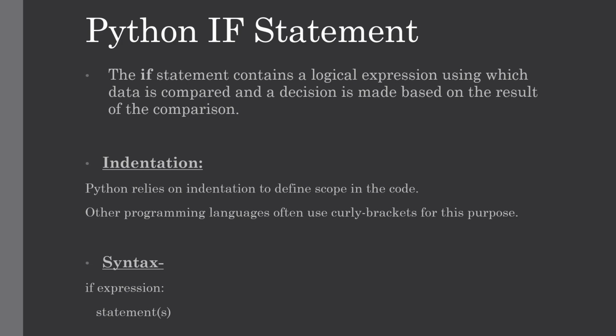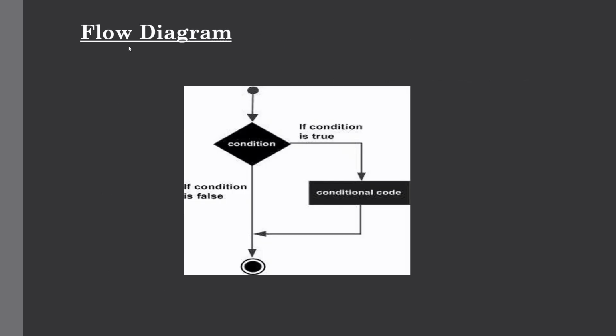Python relies on indentation, which is the white space at the beginning of a line, to define the scope in the code. Other programming languages often use curly brackets for this purpose. So this is the basic flow diagram of the if statement. Here you can see when the condition which we have given becomes true, then the code within that condition executes. And if the condition is false, then it will not execute the code.